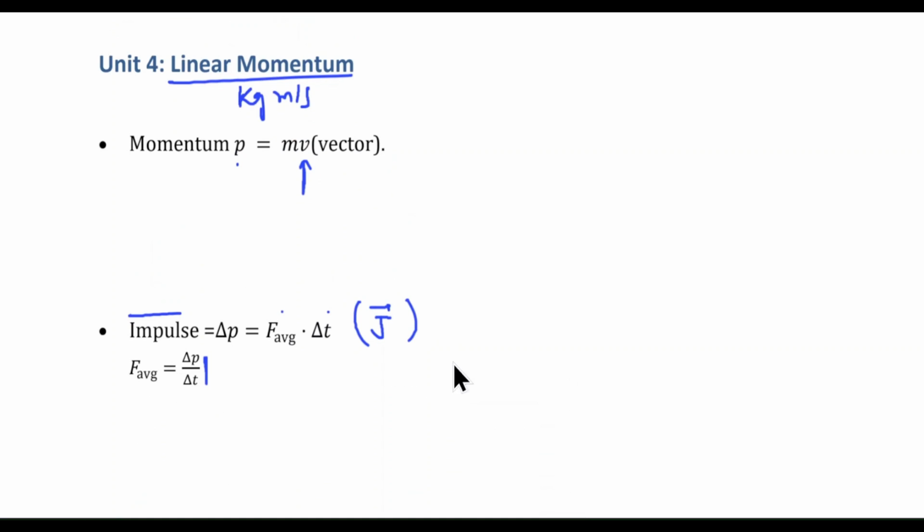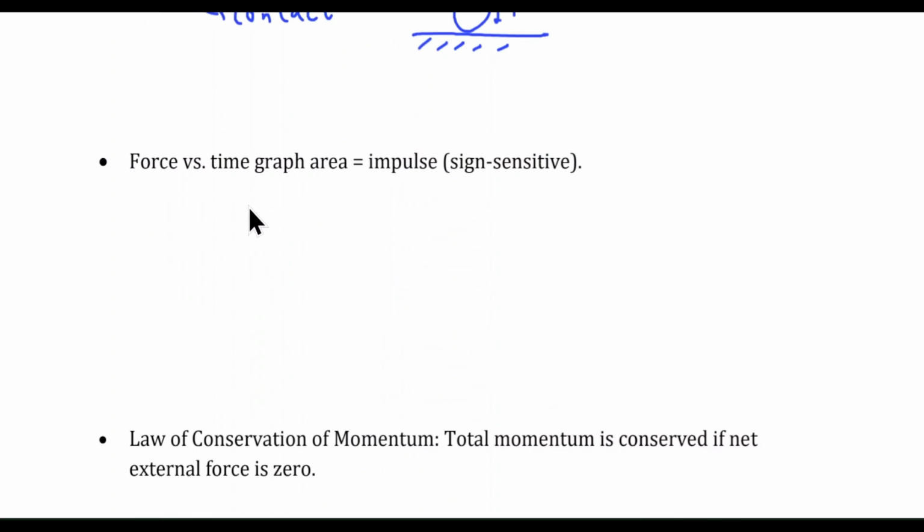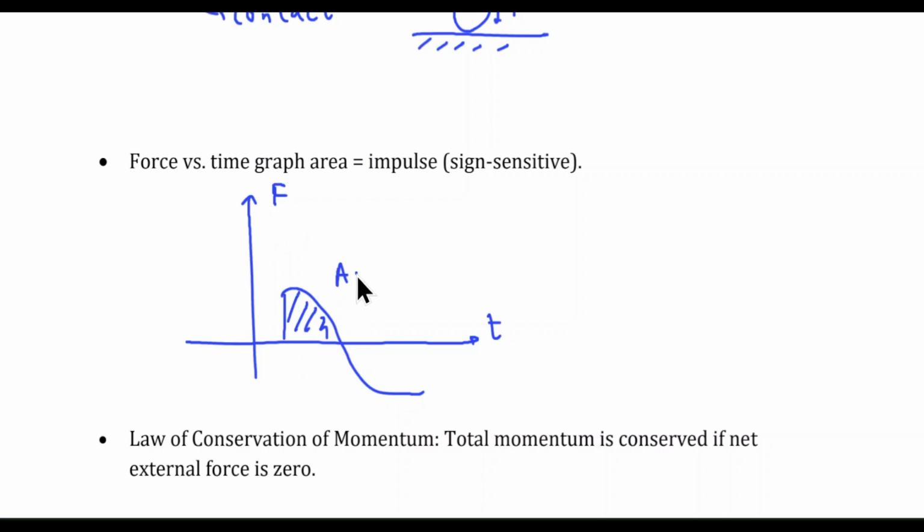What is delta T, by the way? That is basically the contact time, the time for which, let's say, the rubber ball hits a floor and then comes back. The time for which the rubber ball was in contact with the floor is given by delta T. If you're given a force versus time graph, then the sign-sensitive area matters. For example, if the graph looks like this, and you have an area A1 over here and this is A2, then A1 minus A2 is going to be the impulse in this situation.